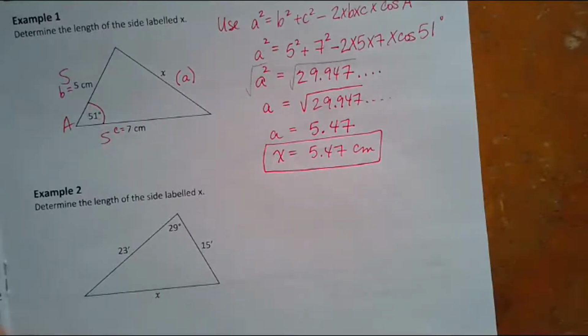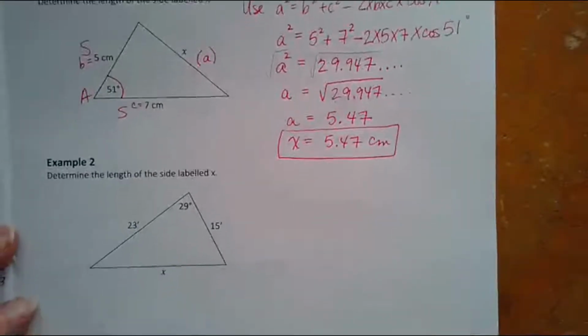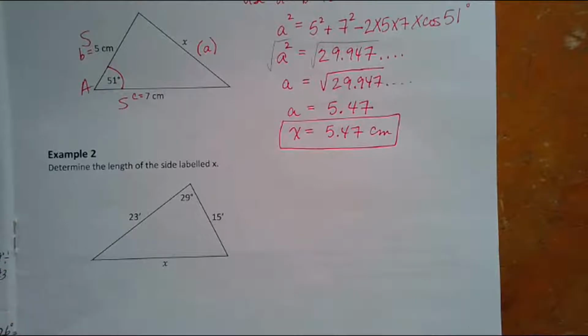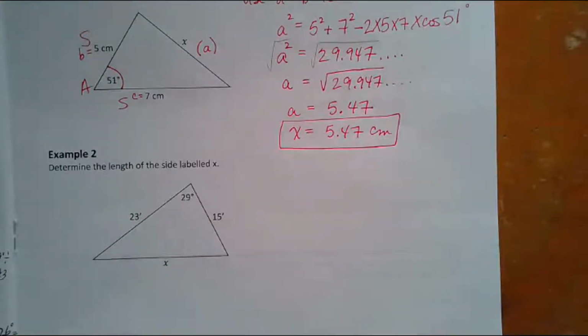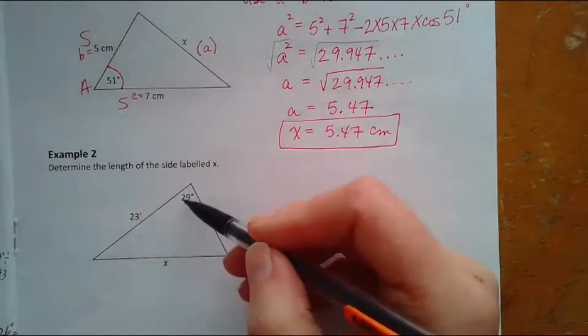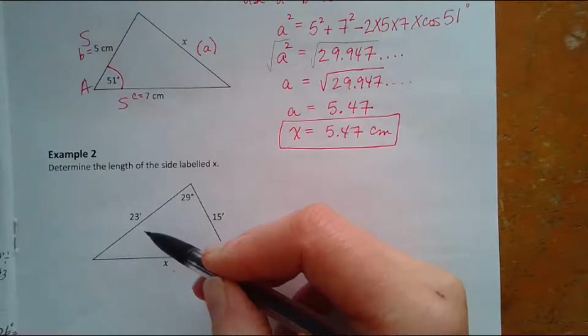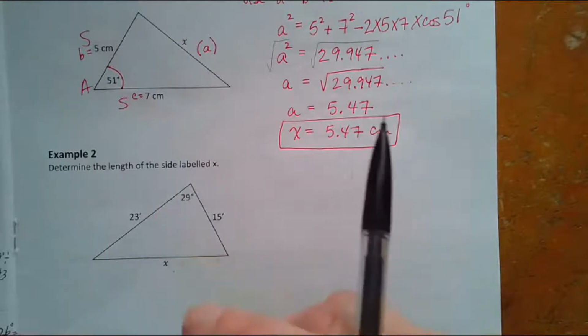Okay, let's try this next one. I don't know why I started doing everything in red pen, but I'll do it in black now. Determine the length of the side labeled X. So I try to find law of sines, and I look here and I don't have a complete partnership. I don't know this number. I don't know this angle. I don't know this angle.